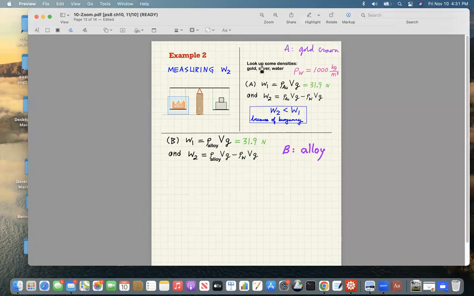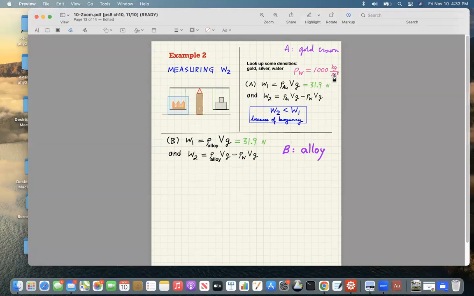Now you're going to have to look up some densities. You're going to need the density of water. Everybody knows the density of water. The density of water is 1,000 in standard units. Standard units are for mass, kilograms, and for length, meters. So the standard unit of density is kilograms divided by meters cubed. And water has a very simple value of density. It's 1,000.